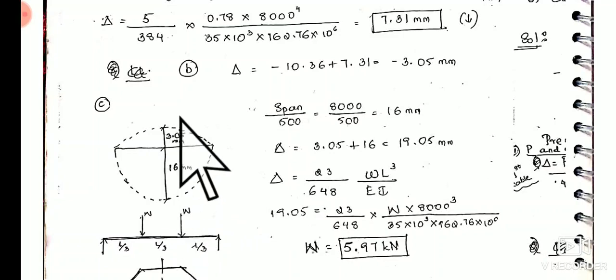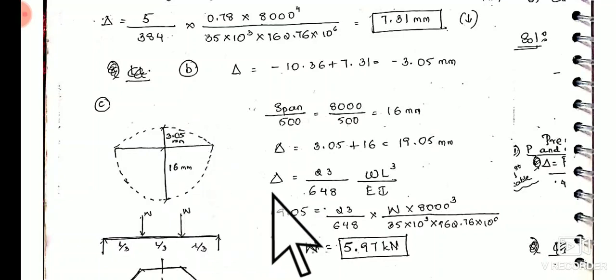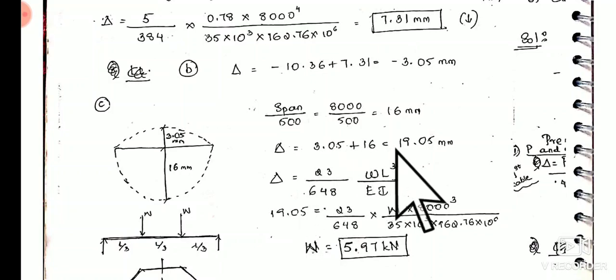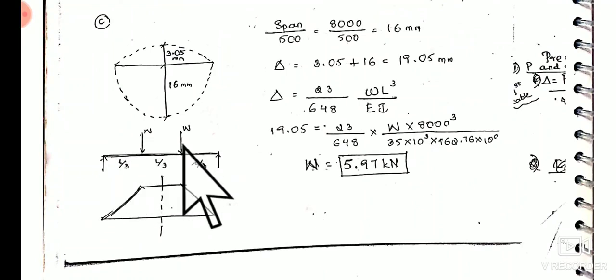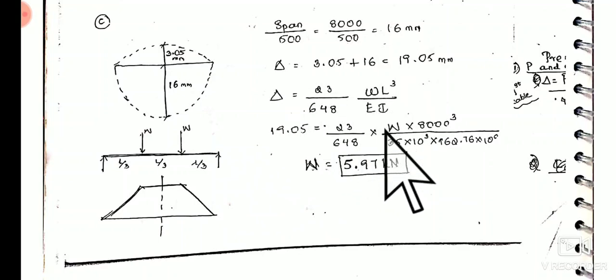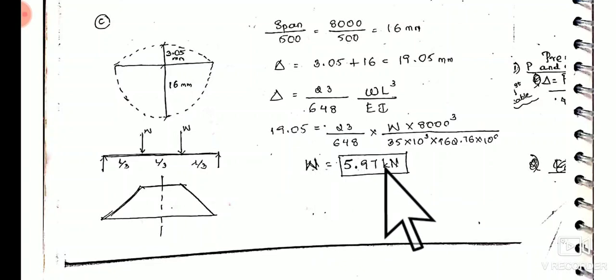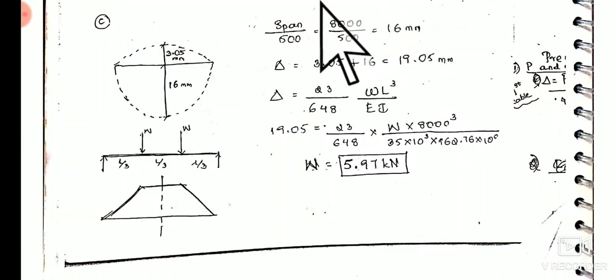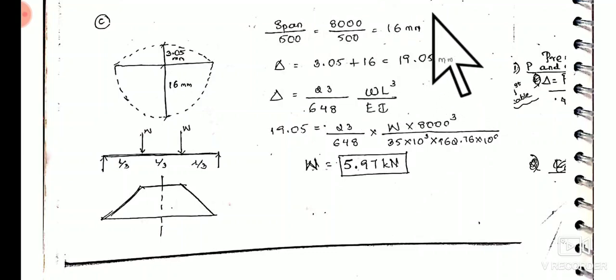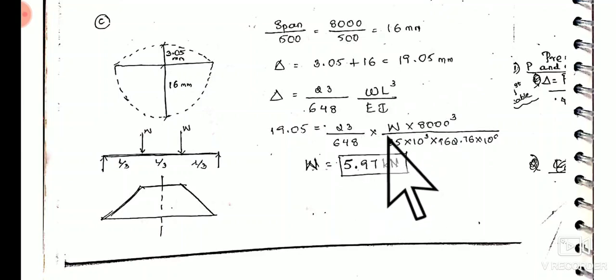Now if we add these two, that will be the final deflection, that is 3.05 plus 16 mm, that is 19.05. For two concentrated loads placed at 1/3 of the span, we have this formula, delta is equal to 23 by 648 WL cube by EI. On substitution and simplification, we get intensity of each point load placed at 1/3 of the span as 5.97 kilonewton in order to make a maximum deflection of span by 500. So this is the solution for this problem.